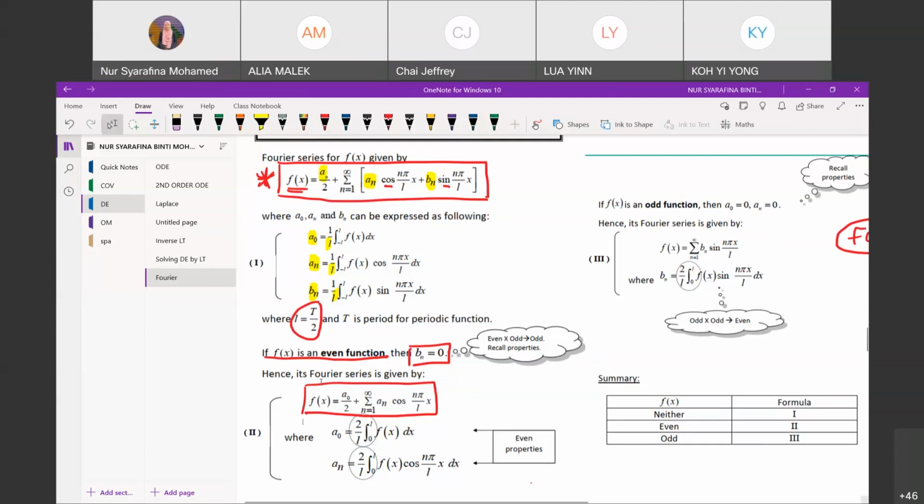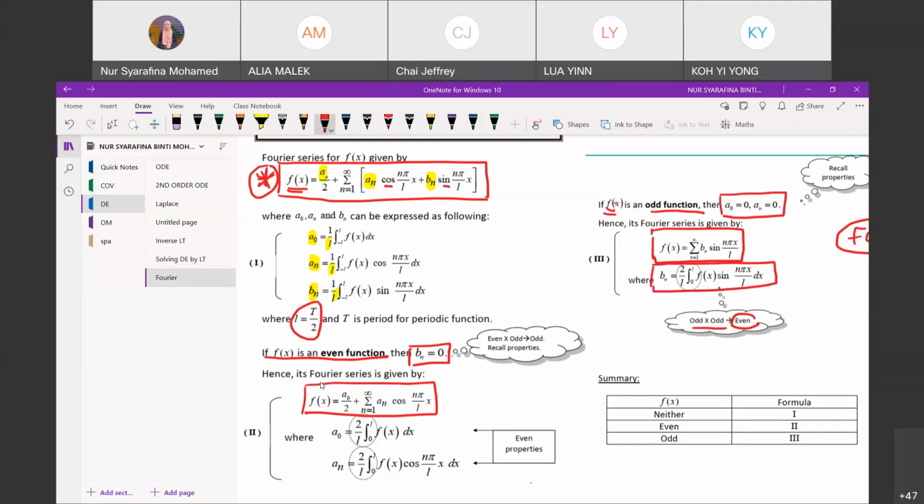Now when f(x) is an odd function, then a naught and an equal 0. So instead of the full Fourier series like this, now a naught and an are 0, so you just have to find bn. And when f(x) is odd, you know that sine is odd, odd times odd is even. So by integral properties, bn can use the even properties.